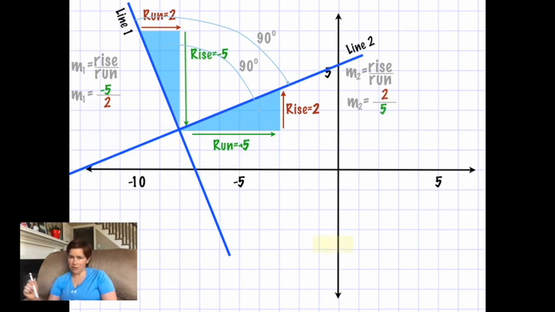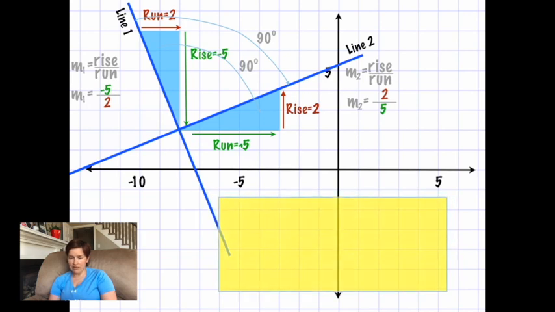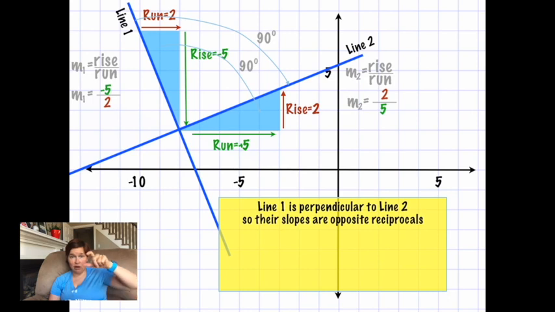So if we summarize what we just watched there, we're going to do some more examples in a second. What we've seen is that perpendicular lines have slopes that are what I call opposite reciprocals. So reciprocal meaning the numerator and denominator flip, because when I rotate my triangle, the rise became the run. And opposite, the signs flip.